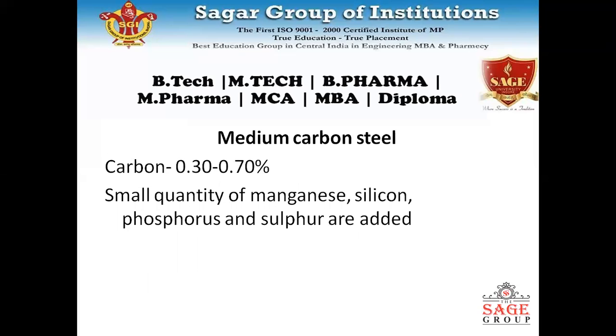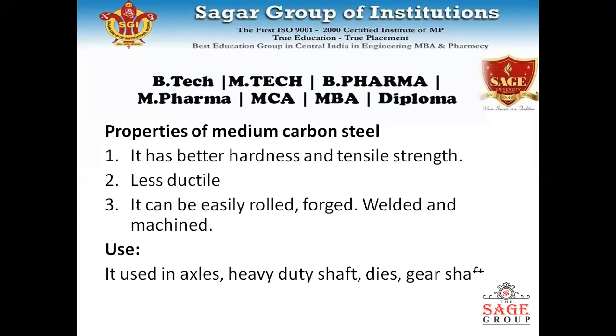Medium carbon steel has a carbon percentage of 0.3 to 0.7%. A small quantity of manganese, silicon, phosphorus, and sulfur is added. It has better hardness and tensile strength, and less ductility. It can be easily rolled, forge welded, and machined. It is used in axles, heavy duty shafts, dies, gear shafts, etc.